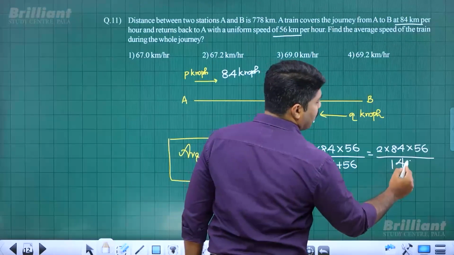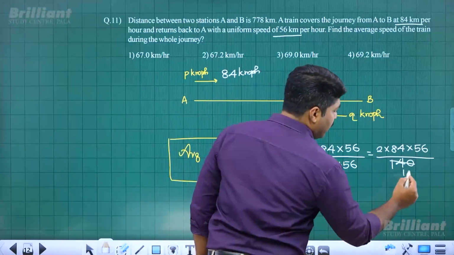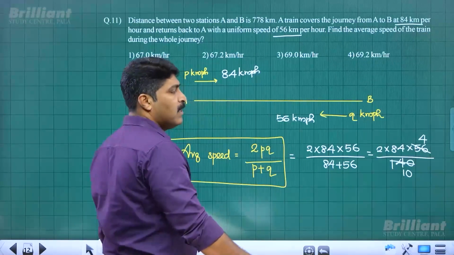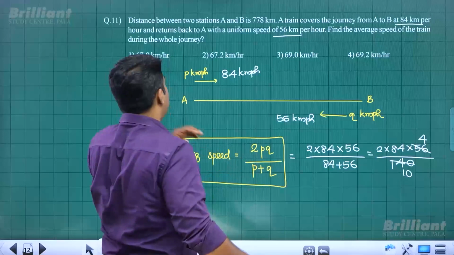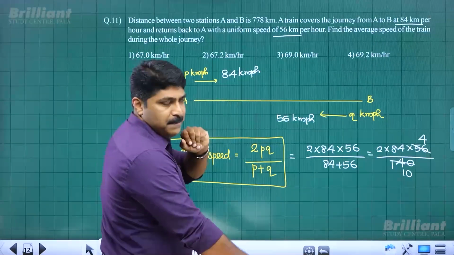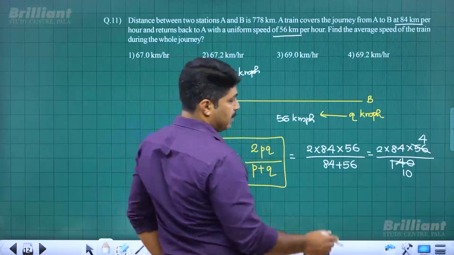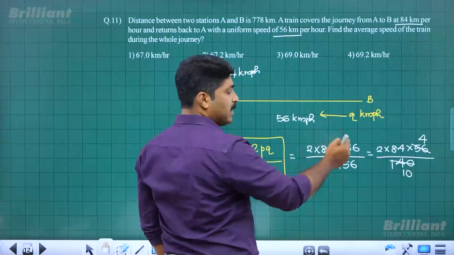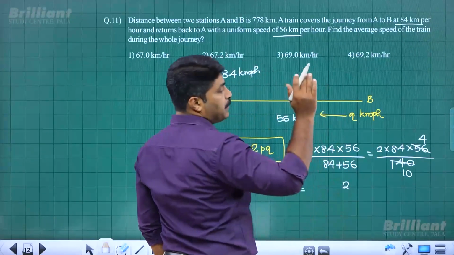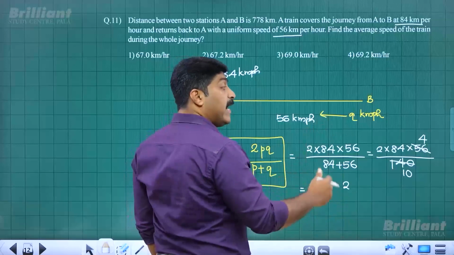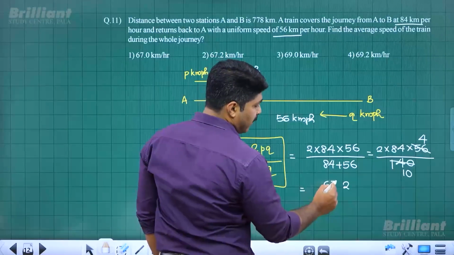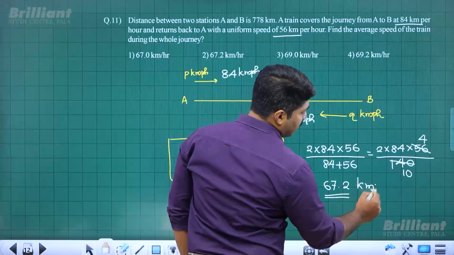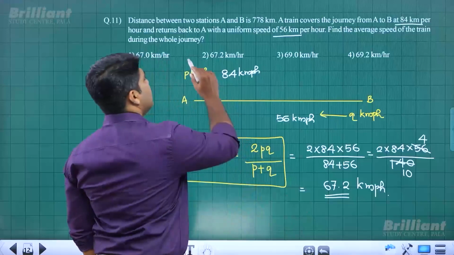Here, the denominator is 140. Here we know that 14 into 4 will be equal to 56. Keep the 10 in the form of 10 itself because our answer is in decimal form. So just multiply the numerator. This is 8 into 84. 2 into 4, that is 8. 8 into 4, 32. 3 is carried. 8 into 8, 64 plus 3, 67. So by 10, therefore the answer is 67.2 kilometer per hour. So that is the answer here.